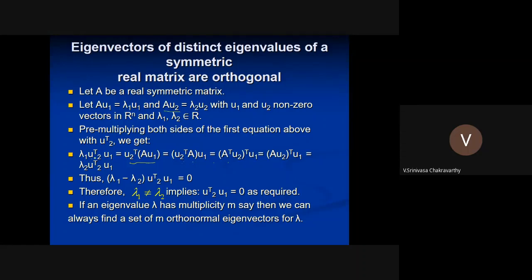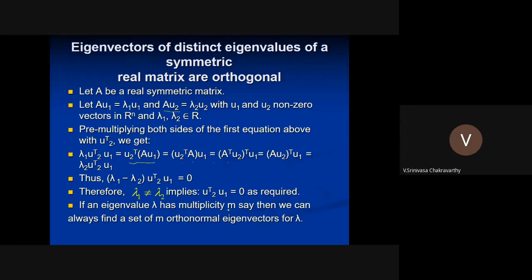Therefore, you find that lambda 1 U2 transpose U1 is equal to lambda 2 U2 transpose U1, which means lambda 1 minus lambda 2 times U2 transpose U1 is equal to 0. Since we have assumed in the beginning that we are only considering the case where the lambdas are distinct, lambda 1 is not equal to lambda 2. Therefore, U2 transpose U1 equals 0. That means they must be orthogonal. So for a symmetric matrix, the eigenvectors corresponding to distinct, or unequal, eigenvalues are orthogonal.